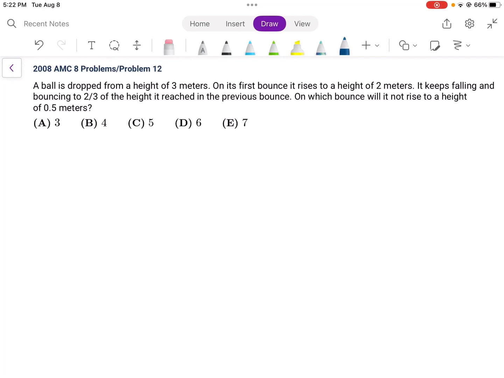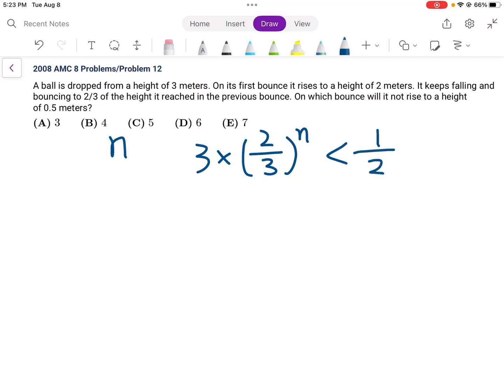Problem 12. The ball drops from a height of 3 meters, and on each bounce, it rises to a height of 2/3 of the previous height it bounced to. So let's assume when it does not rise to a height of 0.5 meters, it's the nth bounce. We can get that 3 multiplied by (2/3) to the power of n is smaller than 1/2 meters.